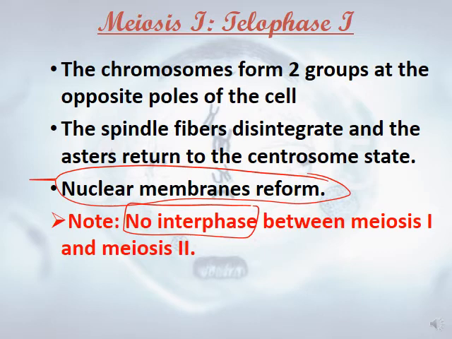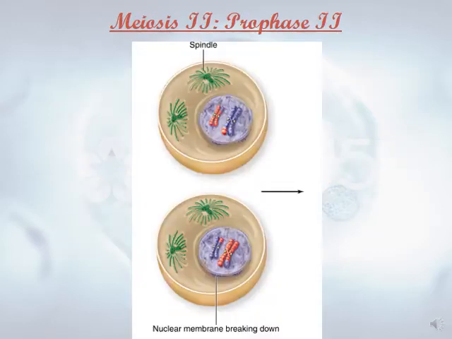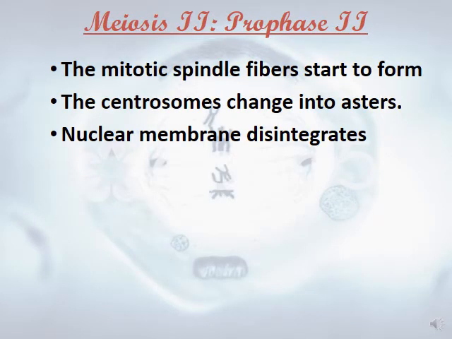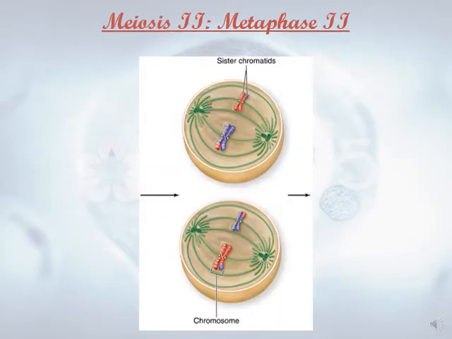Meiosis 1 has prophase 1, metaphase 1, anaphase 1, and telophase 1. Then we move to meiosis 2: prophase 2, metaphase 2, anaphase 2, telophase 2. In prophase 2, what will happen? The mitotic spindle fibers start to form. The centrosomes change into asters, and the nuclear membrane disintegrates. This is very similar to that of mitosis.